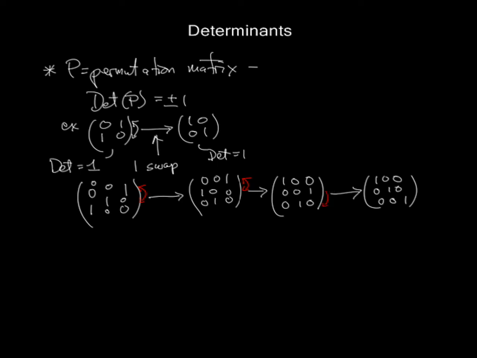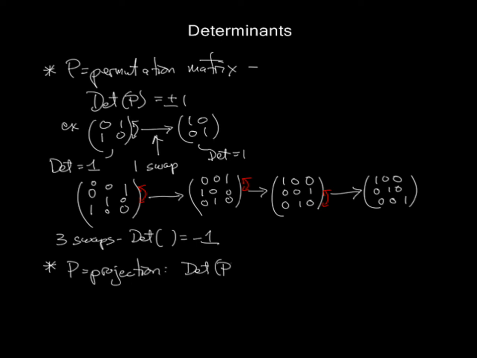And since it took me 3 swaps, the sign changed 3 times, and so therefore the determinant of this matrix is -1. And in general, you see that the determinant of a permutation matrix is 1 or -1, depending whether the number of swaps is even or odd.